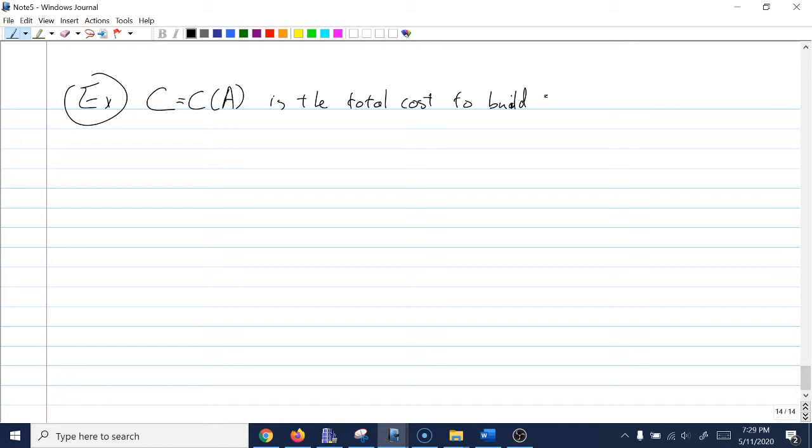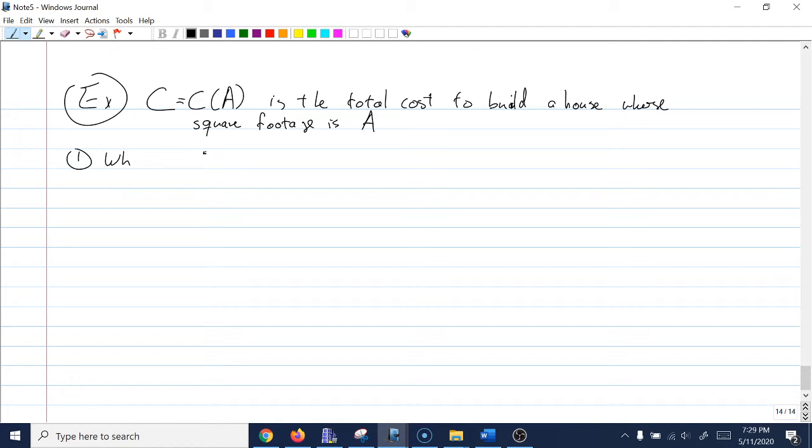Let's do an example. C equals C of A is the total cost to build a house whose square footage is A. That's not how you make an A. Square footage is A. Let's ask some questions about this function.